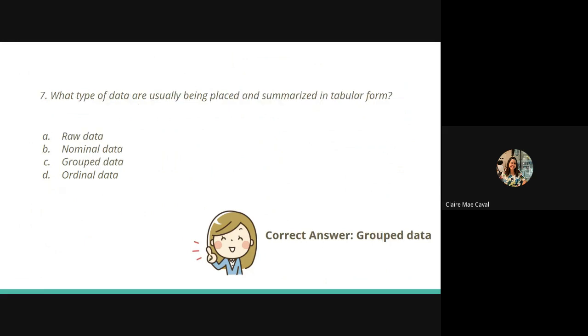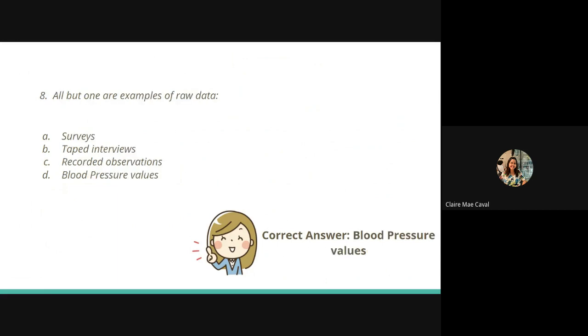Next, number 7, what type of data are usually placed and summarized in tabular form? The correct answer is group data. Group data, on the other hand, class, are those that are placed and summarized in tabular form. Number 8, all but one are examples of raw data, meaning an exception here is your blood pressure values. Again, surveys, taped interviews, and recorded observations are examples of raw data.